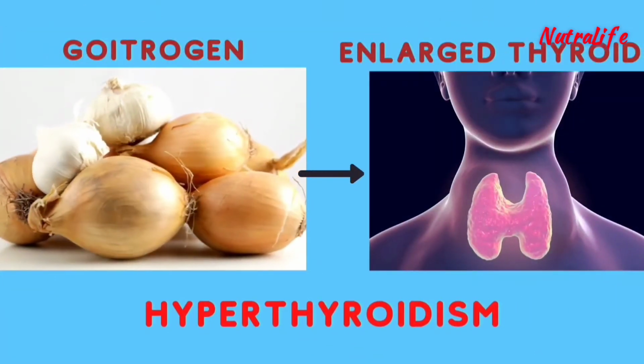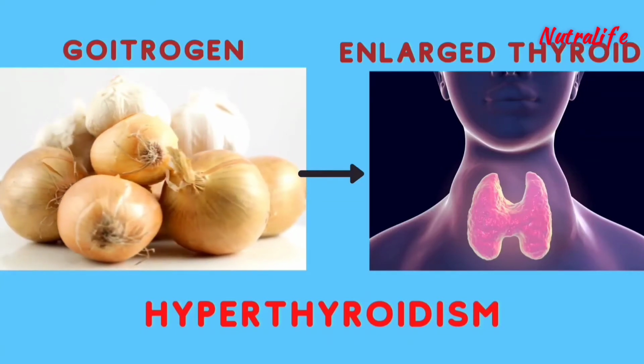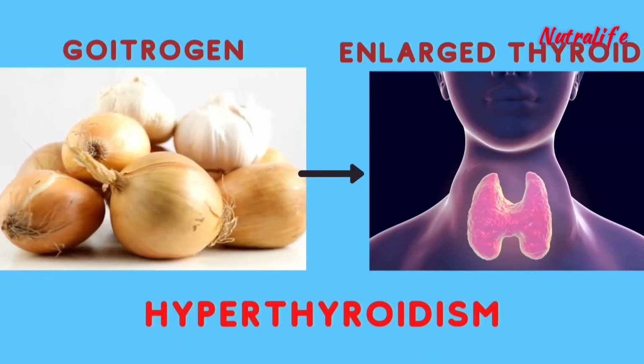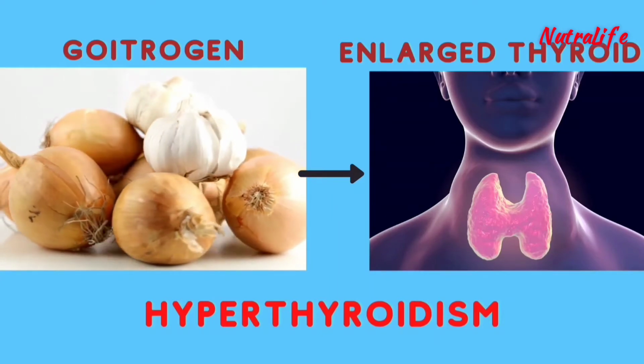Avoid onion and garlic, as onions and garlic are goitrogens. They can affect thyroid gland functioning and cause an enlarged thyroid. Onion and garlic should be avoided in hyperthyroidism.